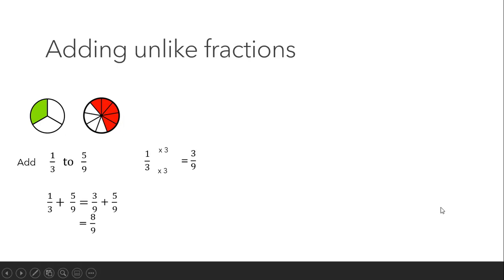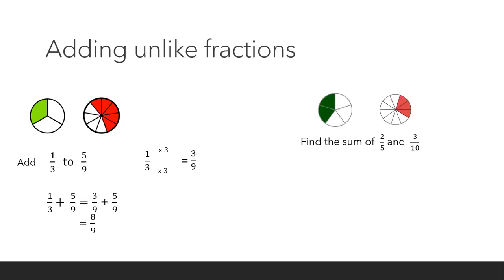Let's check another example. Find the sum of 2/5 and 3/10. Again, can I amplify my smaller denominator into my greater denominator? Yes, I can. I can multiply 5 times 2 and I will get 10. That's what I'm going to do. And 2/5 is now 4/10.